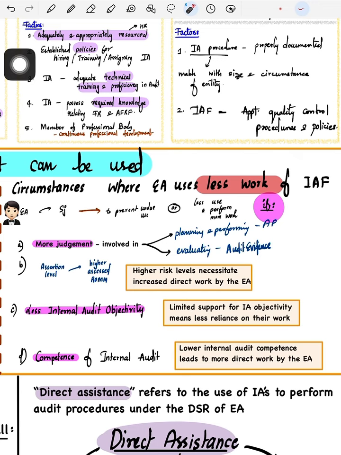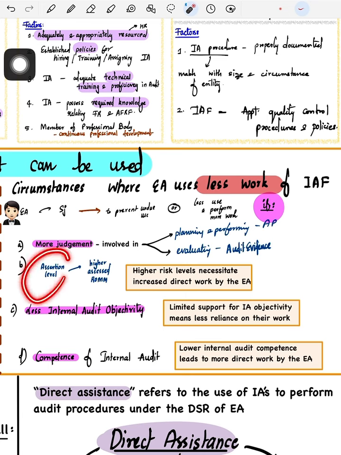He does not want to use the internal audit function's work, or he wants to use less, and he himself only wants to perform more work. So in which cases will he prefer to do the work himself instead of using the work of the internal audit function, or use less of it? If there is more judgment involved in planning and performing audit procedures and evaluating audit evidence, then the external auditor will use less work of the internal audit function.